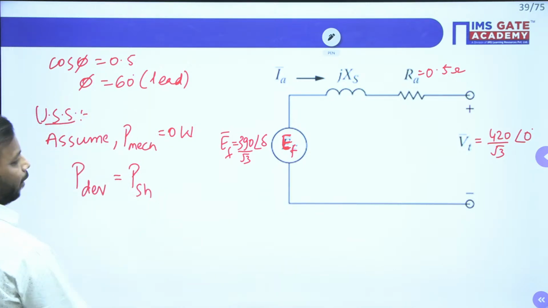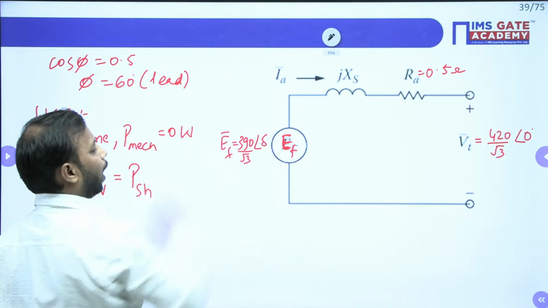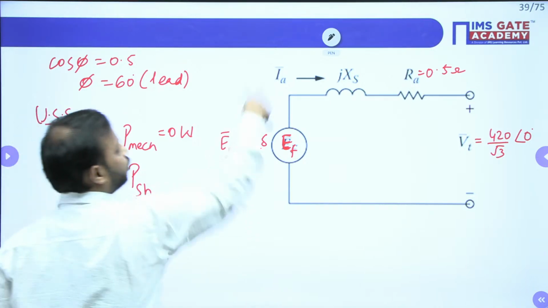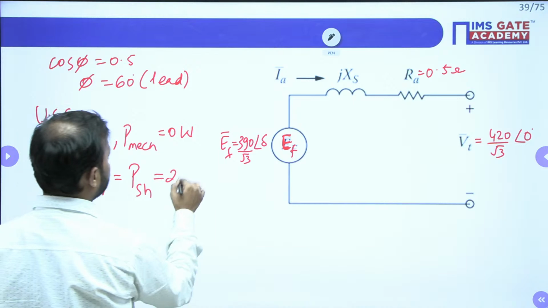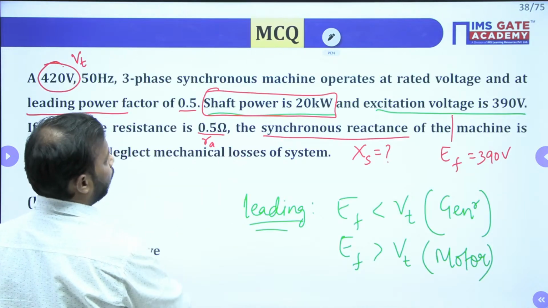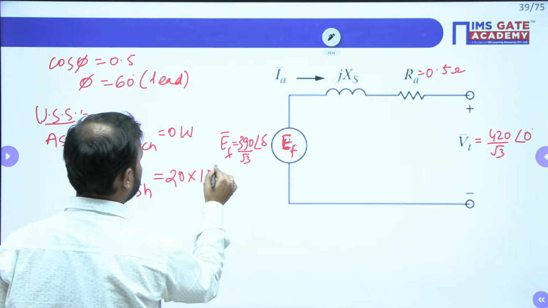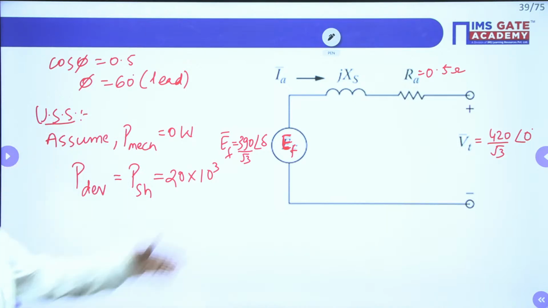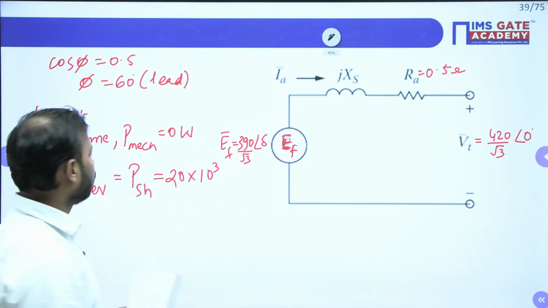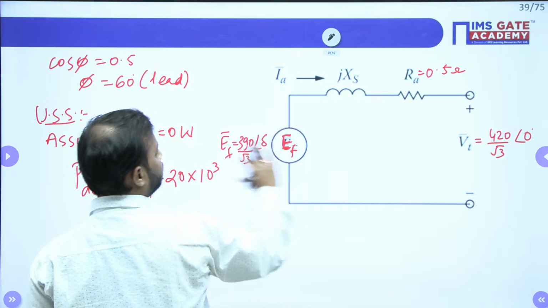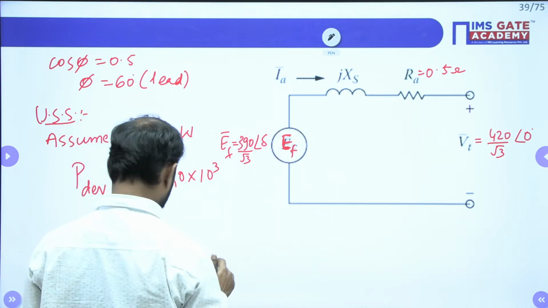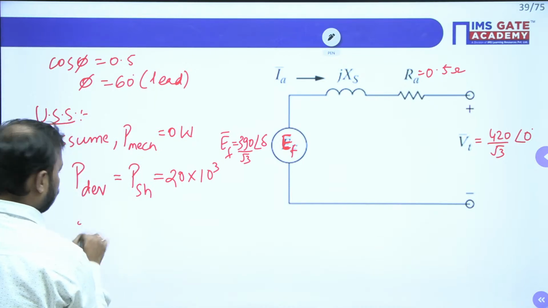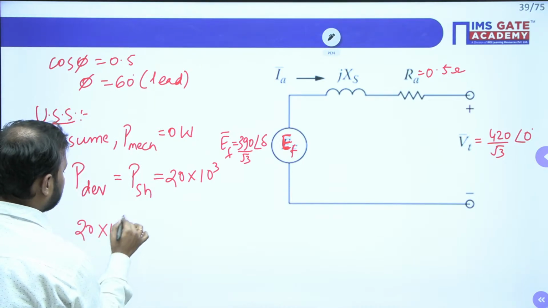All right. So developed power is what? EF into IA, and the angle between these two. But anyway, P shaft is given in the question, which is 20 kilowatt, 20 into 10 to the power 3. Now this is the active power. So from here, this power is developing, exactly here. Done. So 20 into 10 to the power 3.